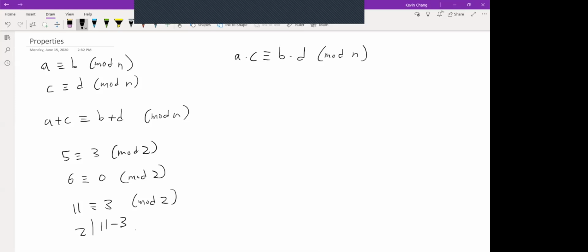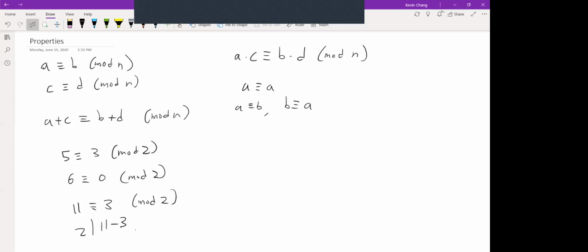So these are the basics of mods. And of course, in mods, we still have very basic properties hold. For example, your reflexive property, we have that A will be congruent to A. And if A is congruent to B, then B is congruent to A. And we have all the properties like transitivity, associativity, commutativity, and distribution. These all work within mods.